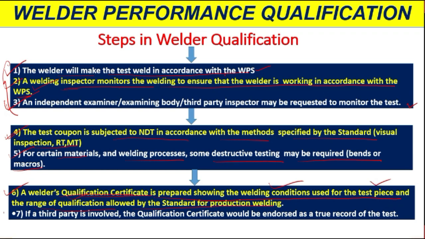And the last one: if a third party is involved, the qualification certificate would be endorsed as a true record of the test. Means if there is a third party, definitely the WPQ should be signed by the third party inspector. So these are the steps in welder qualification. It completes your welder performance qualification.